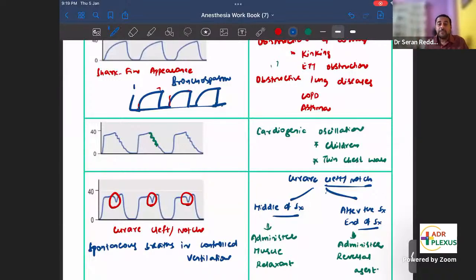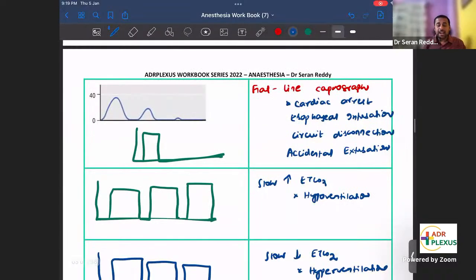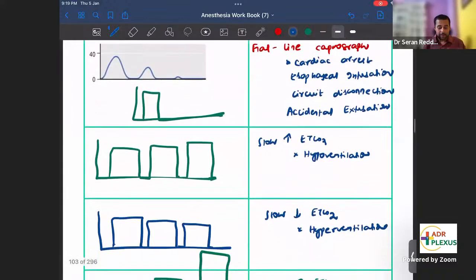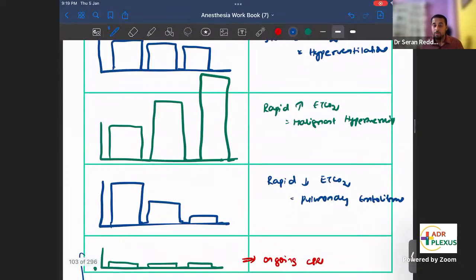If the curare cleft or notch is seen in the middle of the surgery, you administer the muscle relaxant. And if it is at the end of the surgery, you administer the reversal agent. Then a flatline capnogram is seen in cardiac arrest, esophageal intubation, acute disconnection, or accidental extubation. Very important: slow increase in EtCO2 is hypoventilation, slow decrease is hyperventilation. Rapid increase is malignant hyperthermia, rapid decrease is pulmonary embolism.